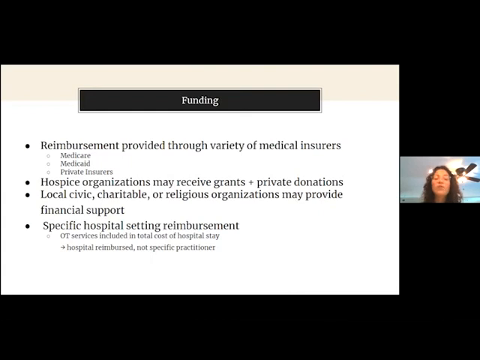services. Within the specific hospice hospital setting, we discussed this with Eliza. Within hospital setting reimbursement, we discussed with Eliza how OTs become reimbursed. OT services are included in the total cost of hospital stay, so the hospital is reimbursed, not the specific practitioner.